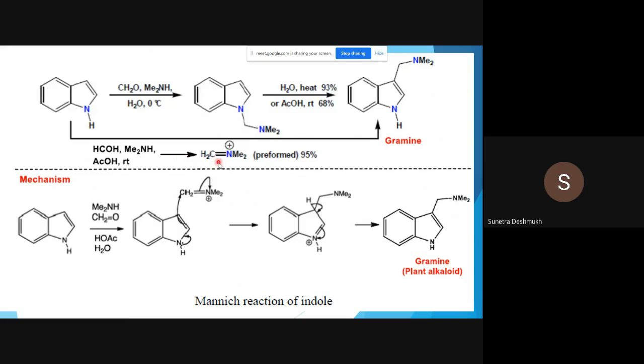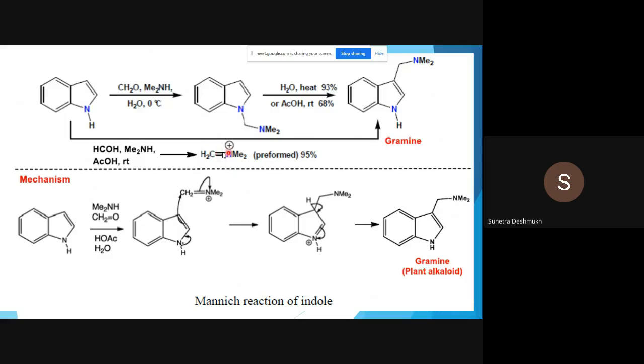Same thing they have given. We have generated this iminium ion, iminium cation, and this iminium cation reacts with this indole to get this one. So the mechanism they have given here is of the Mannich reaction. Formaldehyde, that is what we have generated.